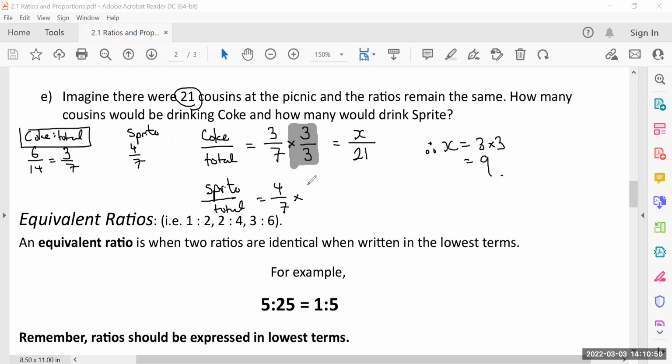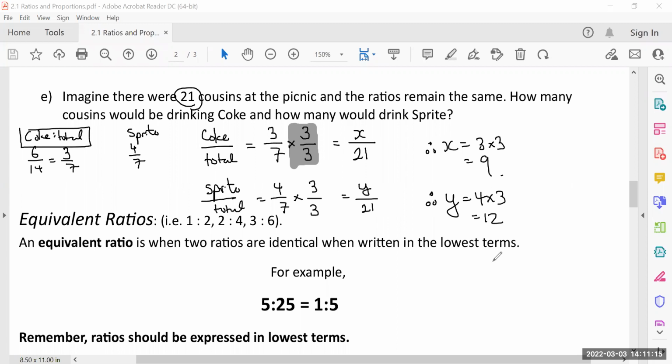That's all right. Okay. Times something equals, I'm going to call it y over 21. And again, you're multiplying 3 over 3. Therefore, y is equal to 4 times 3, which is 12. Now, you didn't have to do it this way.